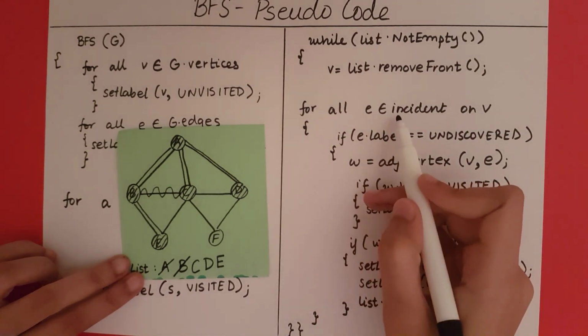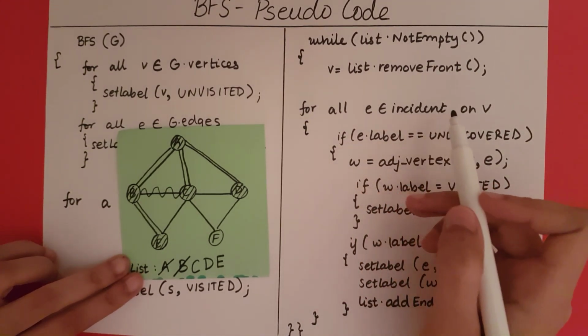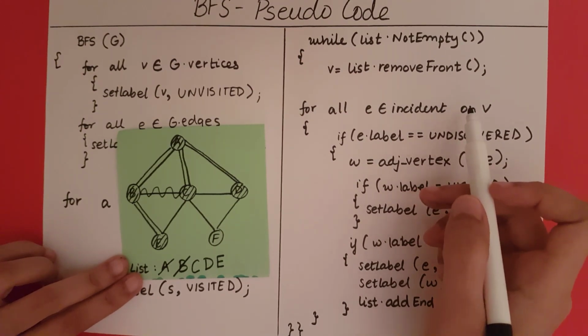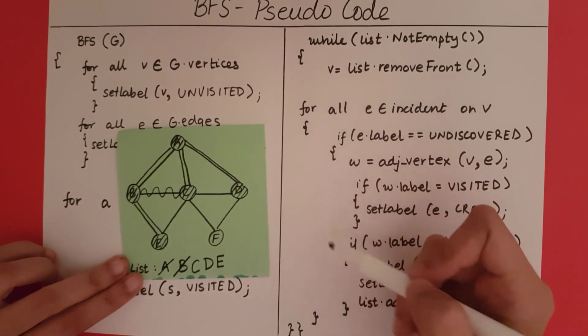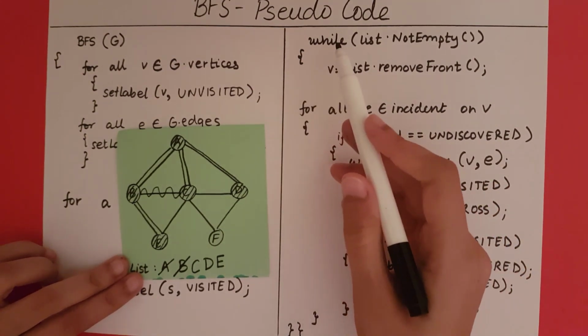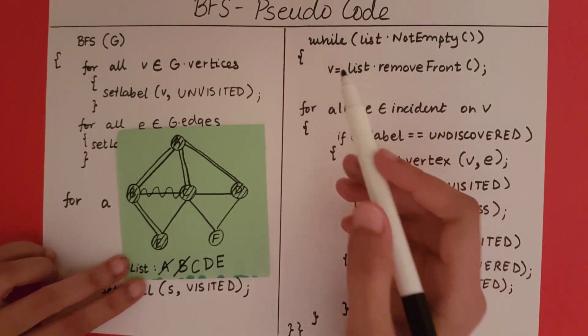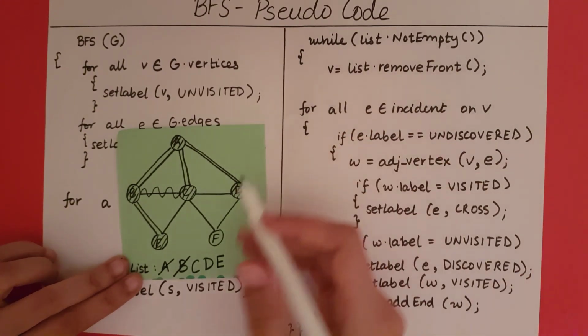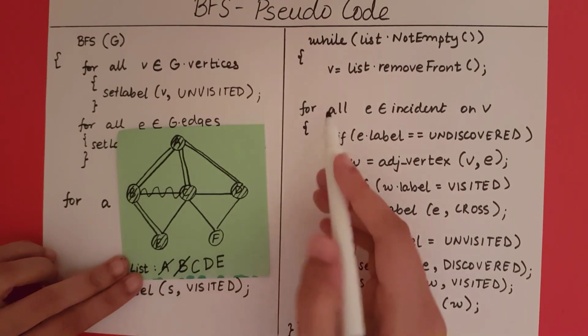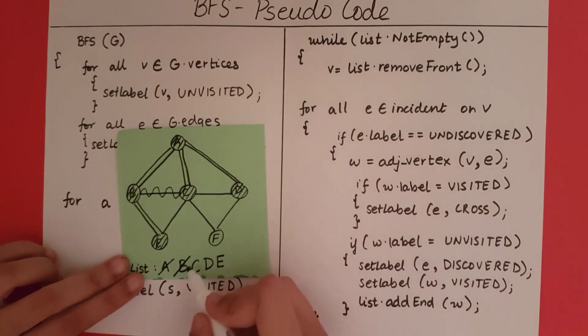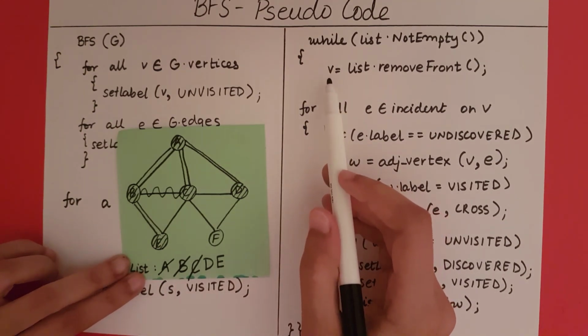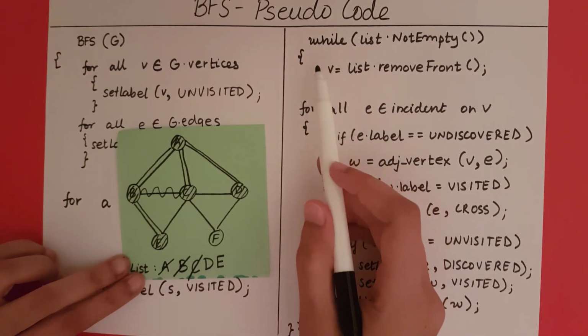Now I go back to this loop. Are there any more edges that are incident on B? No. So the loop ends and I come to the next iteration of the while loop. While list is not empty. Is the list empty? No. V is equal to list dot remove first. So I remove C from the list and C is going to be my V.